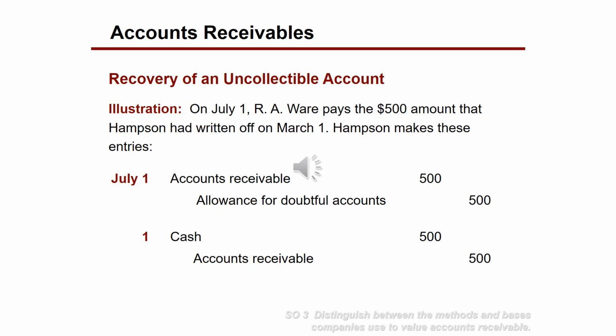When we wrote off the amount, we credited accounts receivable and debited allowance for doubtful accounts. What we're going to do now is reverse that. So we're going to debit accounts receivable and credit allowance for doubtful accounts for that 500. And then we're going to record another entry to reflect that we had actually received the money. So we're going to debit cash 500 and credit accounts receivable for that same amount.